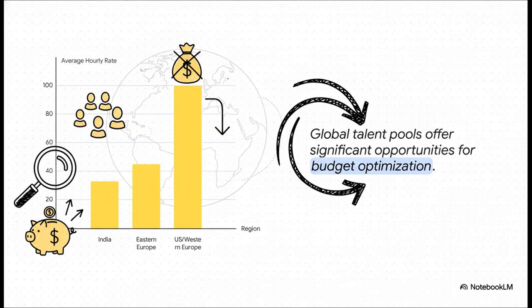In the US and Western Europe, you could be paying around $100 an hour. That same level of expertise in Eastern Europe, maybe 45. And in a talent-rich hub like India, it could be around 33. We're not talking about a small difference here. This is a massive opportunity to optimize your budget.